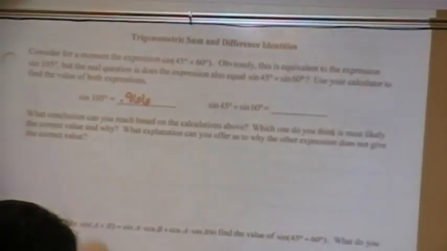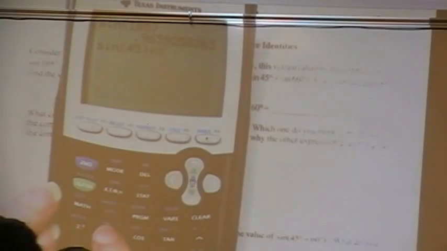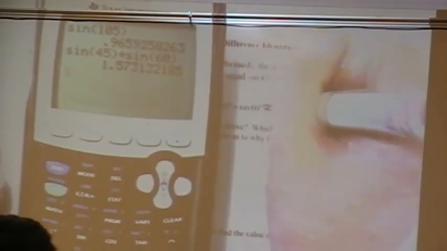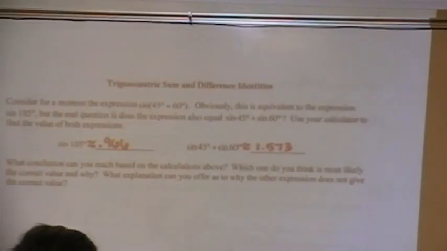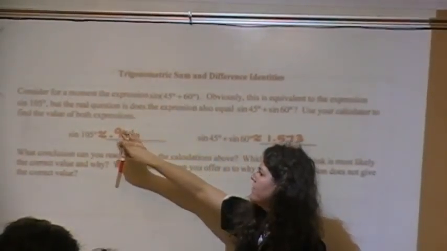Which technically means I should have little wavy lines right here, but they put the equal sign, so I'll put them. Technically they should be, because I rounded it. Okay, so now I'm going to do sine of 45 plus sine of 60. And that gives me approximately 1.573.